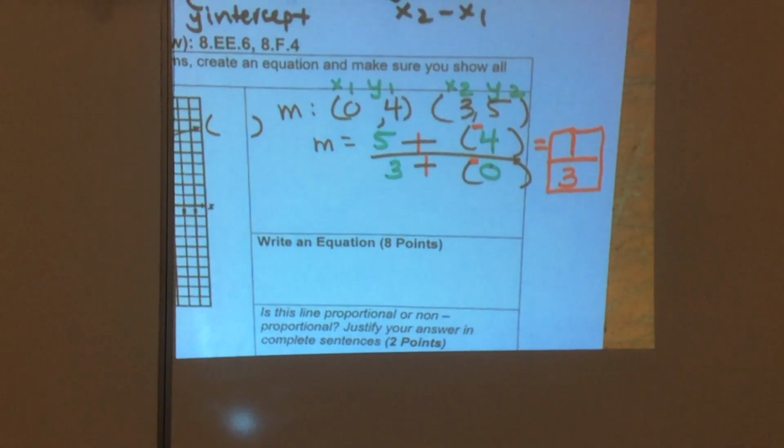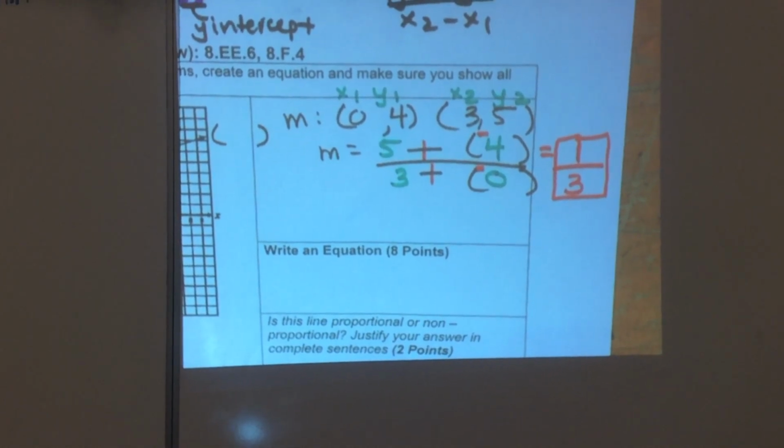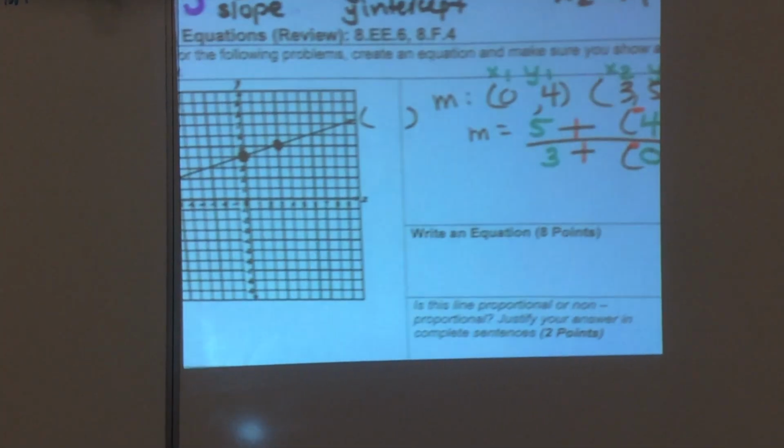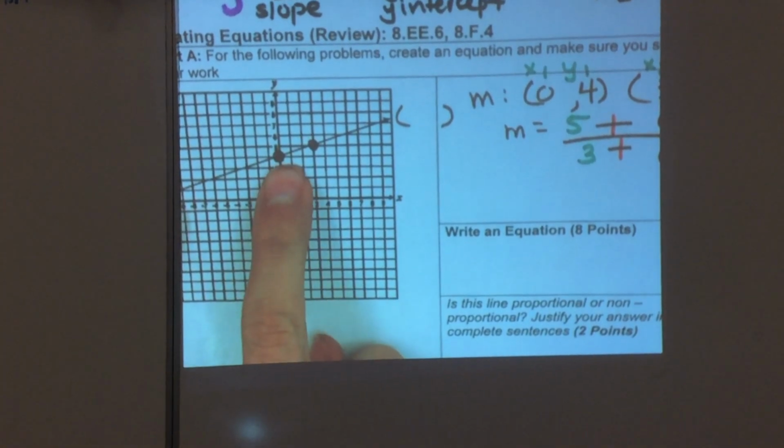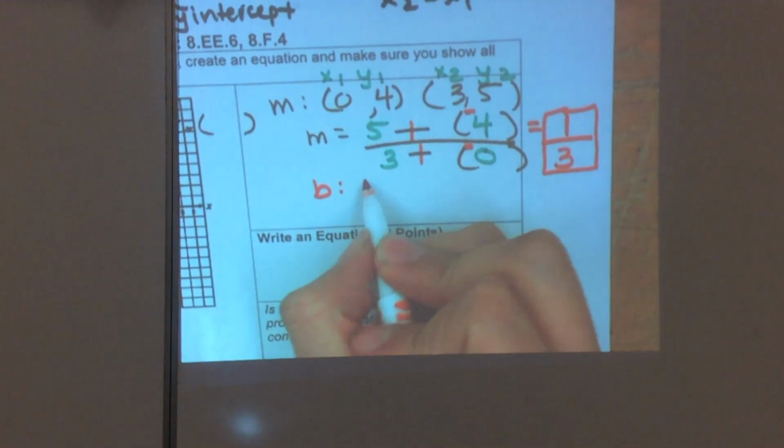You need 2 things for an equation. You need your slope, and you need the y-intercept. You need the big B. And big B is easy. You already told me what big B is. It's 4. So then your big B is 4.